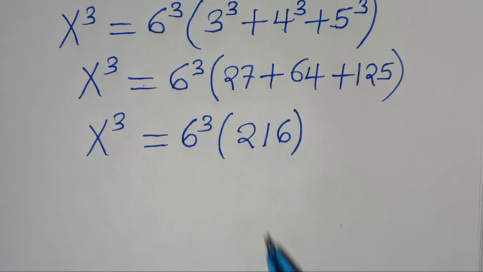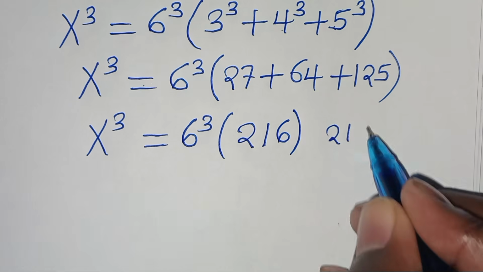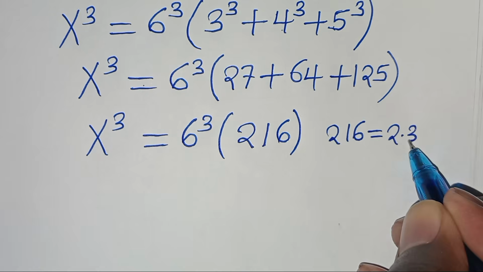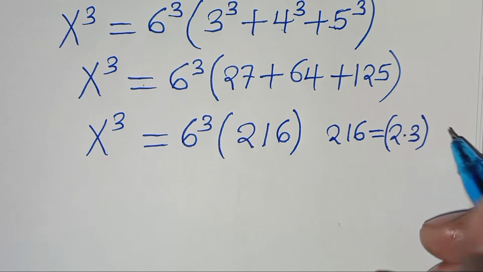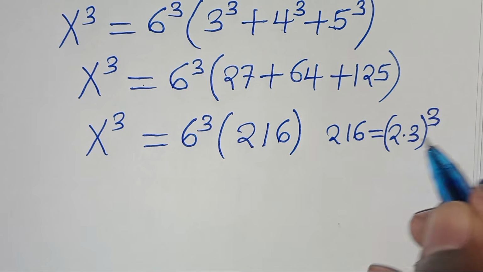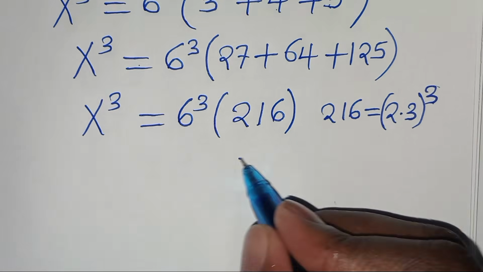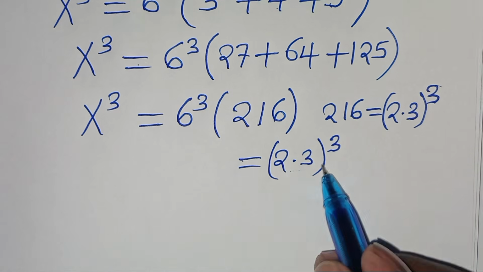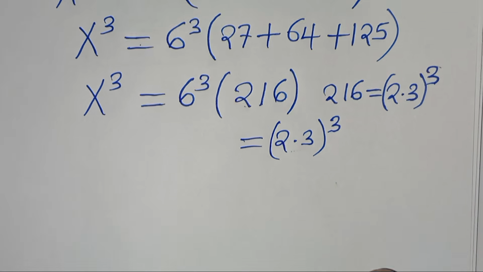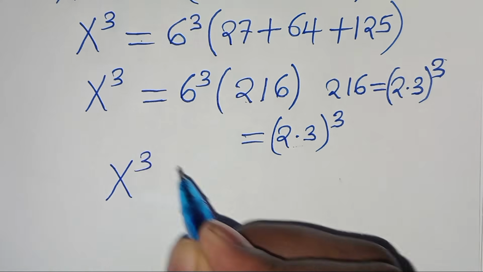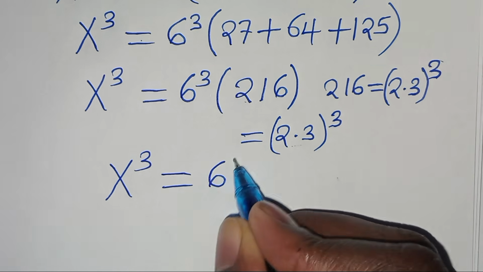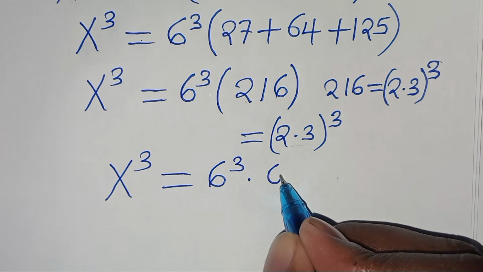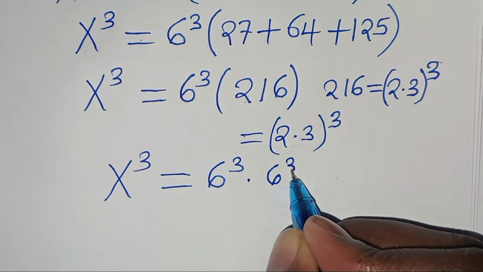Now, we can express 216. This is the same thing as 2 times 3 to the power of 3. We are saying this is 2 times 3 raised to the power of 3, which is the same thing as 216. So this means that x to the power of 3 is equal to 6 to the power of 3 times 2 times 3, this is 6 to the power of 3. So we have 6 to the power of 3.